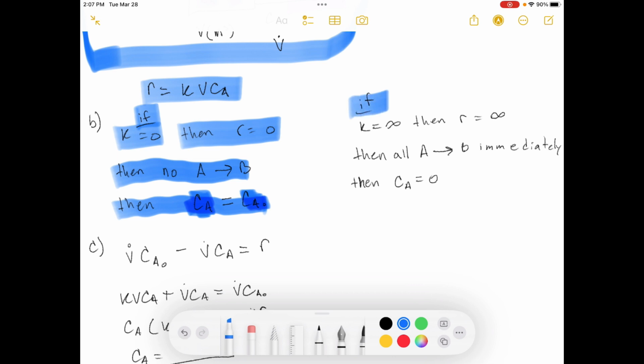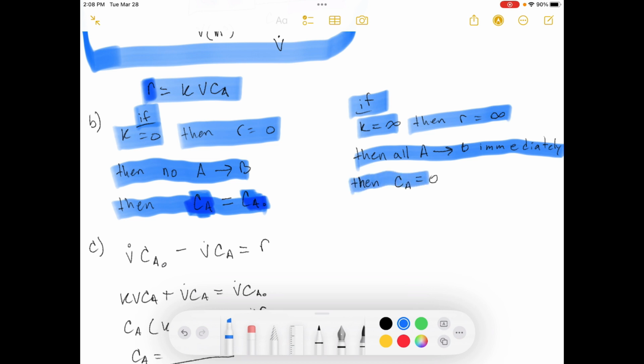Now, on the other hand, if K goes to infinity, that means R is infinite. So anything that goes into the tank is immediately converted into B. All of it immediately goes to B. Well, then Ca goes to 0. It doesn't go negative because you can't have a negative amount of A, right? But all of the A turns into B.